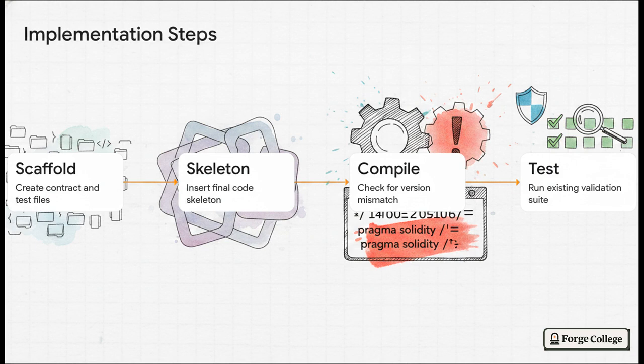First, we scaffold our capstone.sol file and our test files. Then, we insert the contract skeleton we just reviewed. Step 3, we compile via our toolchain, so maybe that's Hardhat or Foundry, and let me just share a collective groan for all the developers out there.